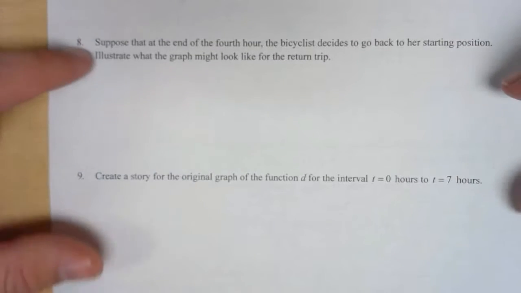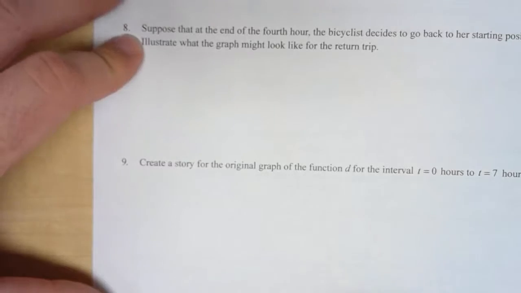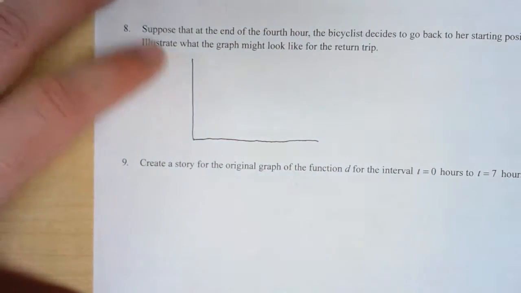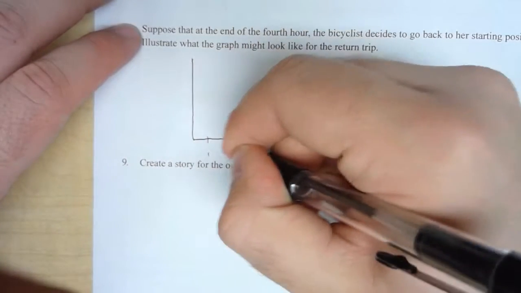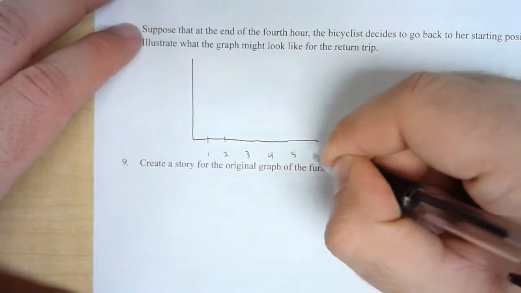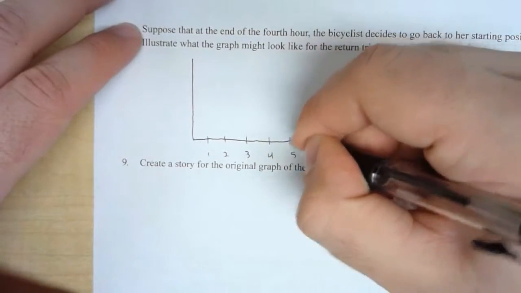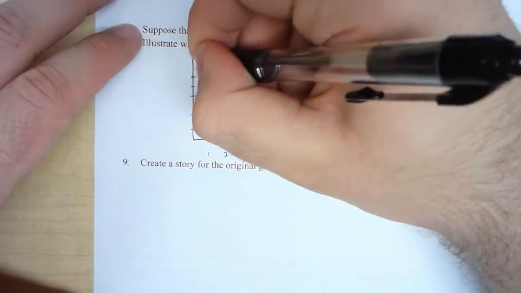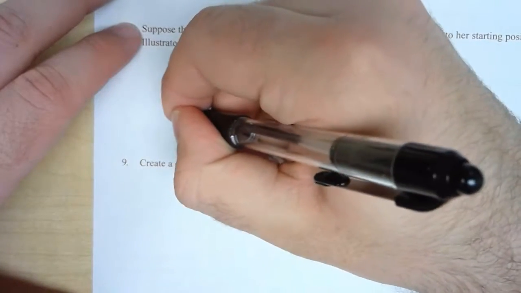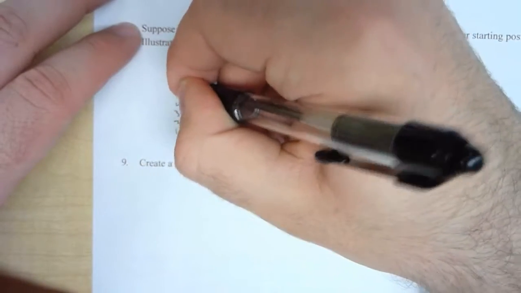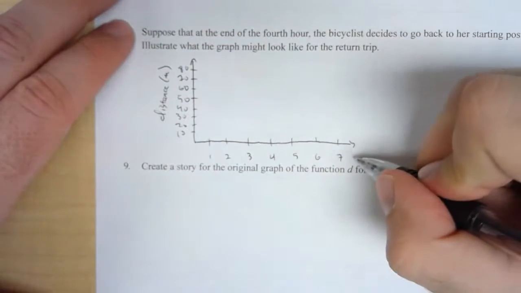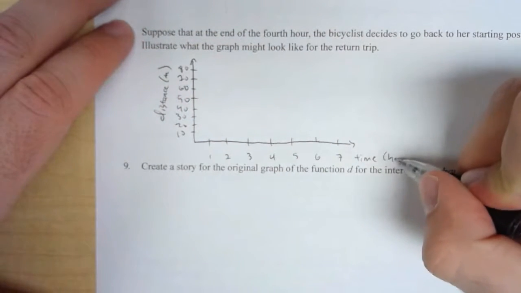Okay, so at the end of the fourth hour, the bicyclist decides to go back to her starting position. Illustrate what the graph might look like for the return trip. So I'm just going to copy over a rough sketch of the graph on the front page. We've got our time along the bottom. We also have our distance along the side: 10, 20, 30, 40, 50, 60, 70, 80. We said this was distance in miles, and this was time in hours.